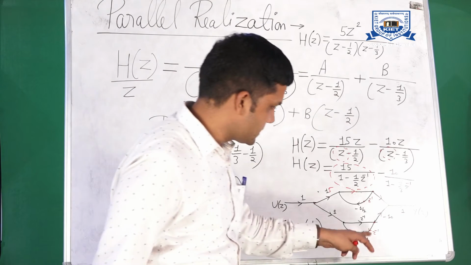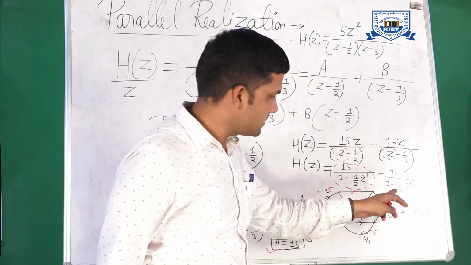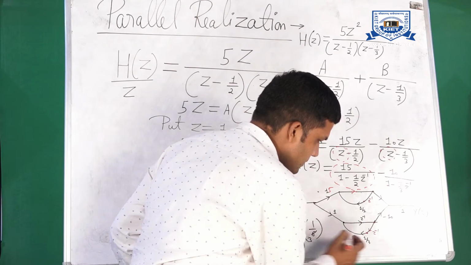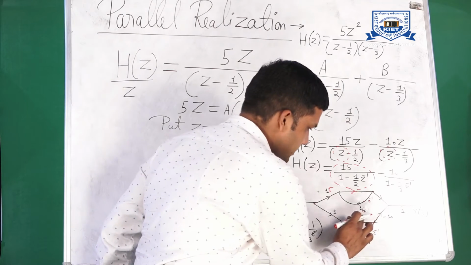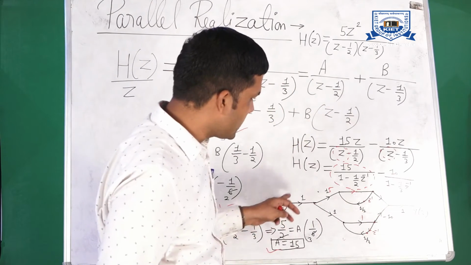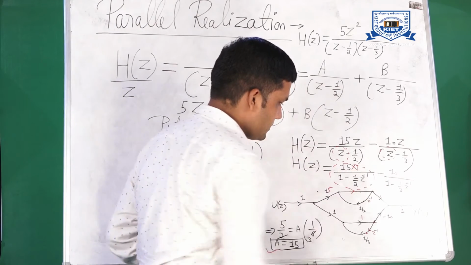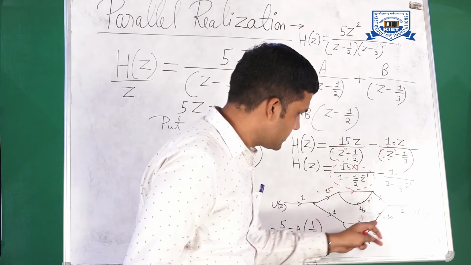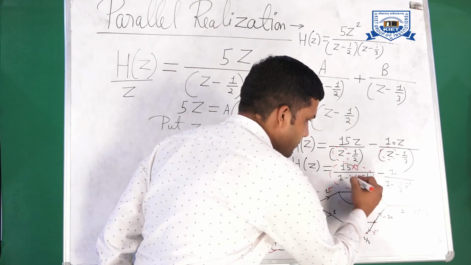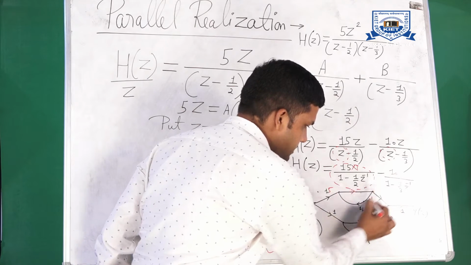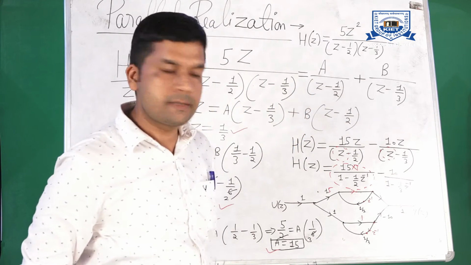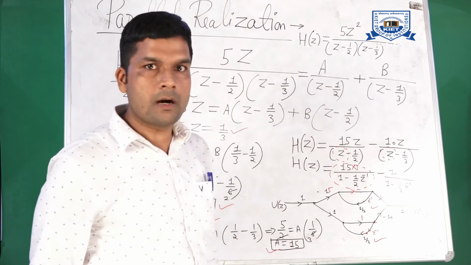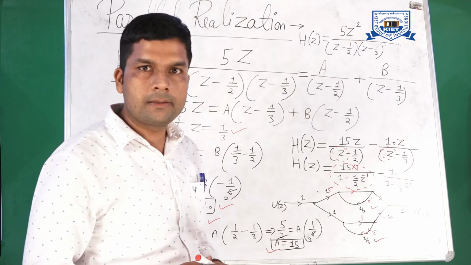Z inverse, because loop gain is minus 1 by 3 into z inverse, so this will be positive. And gain is here, gain is 1 by 3 and this will also be 1. So forward path is 1 because 15 into 1, and here 1 into minus 10. And loop gain 1 by 2 z inverse. Here loop gain is 1 by 3 z inverse. This is the SFG.